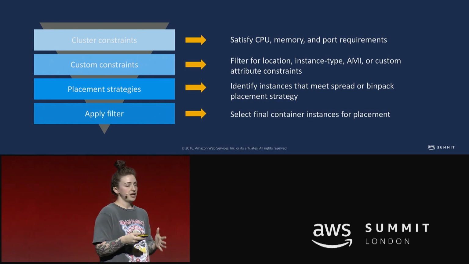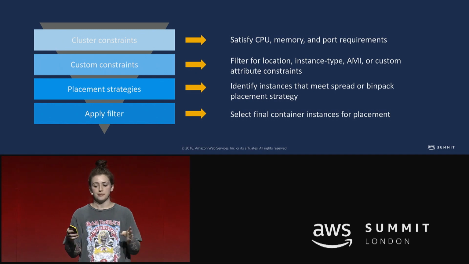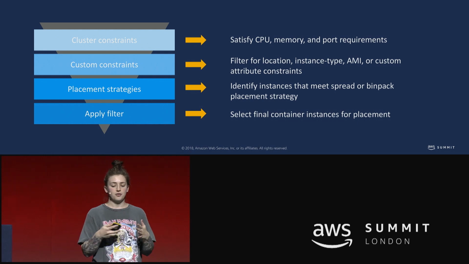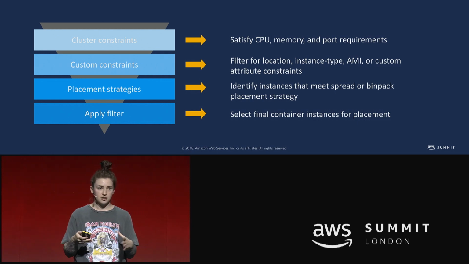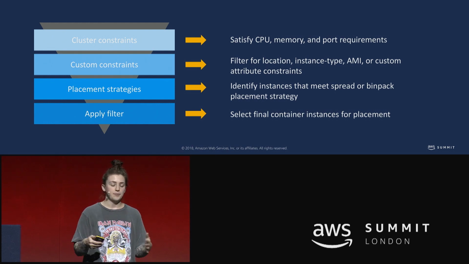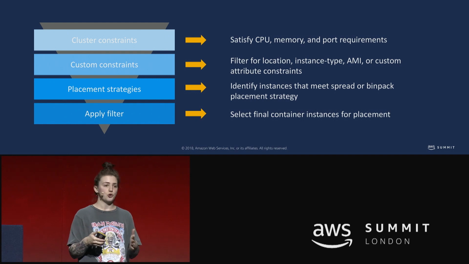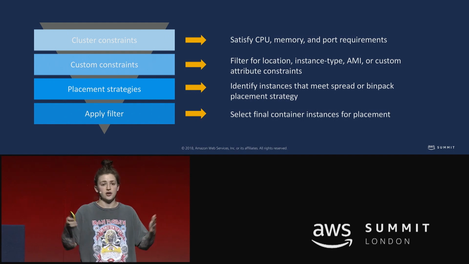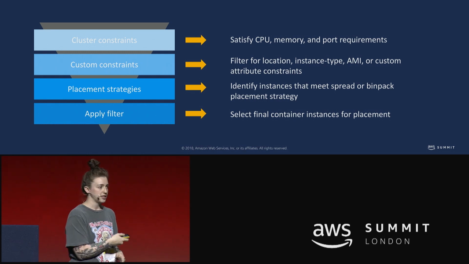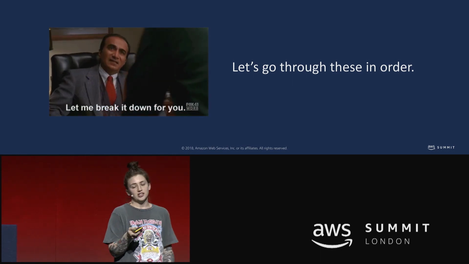So first up, I have to satisfy what I consider the hard constraints. So things like CPU and memory and sometimes port. And we'll talk about why it's sometimes port in just a second. Next, I can do my custom constraints. So that's a tag if I added a tag or a specific AMI. Then I select the instance that meets my policy. So that might be spread, so spread them evenly, or bin pack, or cluster them as close together as possible, and then pick the final instance that I want to place my task on. So let's go through these in order.